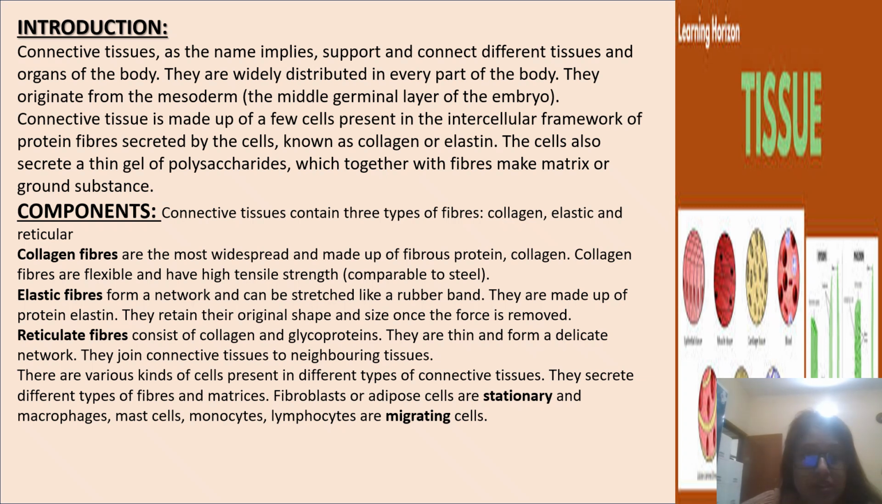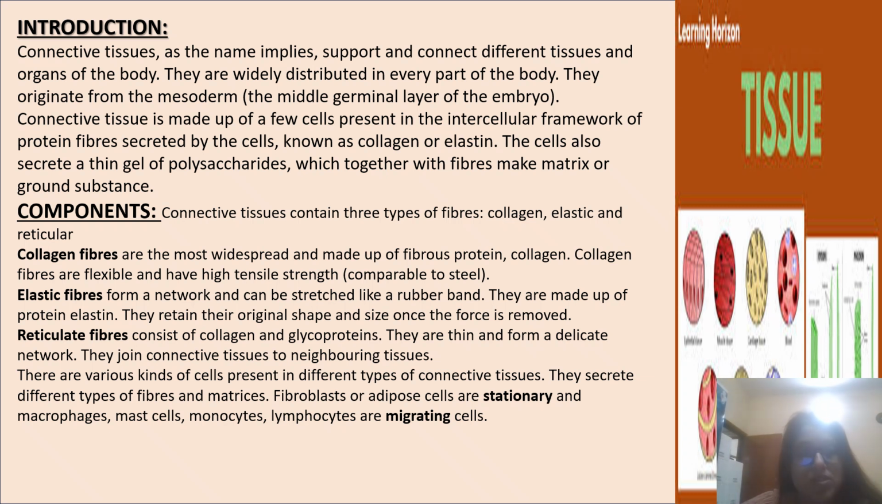Connective tissue is made up of a few cells present in the intercellular framework of protein fibers secreted by the cells, known as collagen or elastin. The cells also secrete a thin gel of polysaccharide which together with the fibers makes the matrix or ground substance. Next, components of the connective tissue. Connective tissue contains three types of fibers, that is collagen, elastic and reticular.